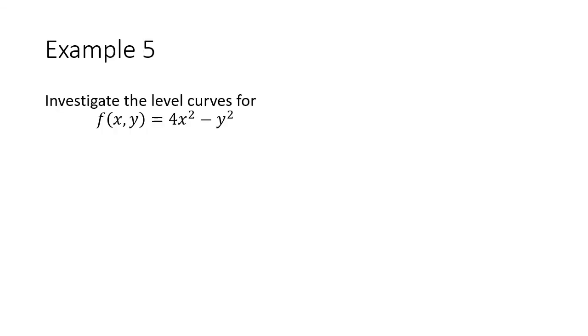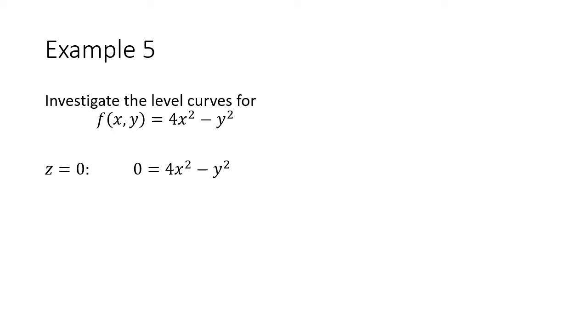So let's investigate this surface. The function f of x and y equals 4x squared minus y squared. Well, let's start with z equals 0. My first level curve is going to be z equals 0. And so if I plug in a 0, 0 equals 4x squared minus y squared. It equals my function. And this is a perfectly valid way to find our level curves, and especially if you're using technology. Technology can graph this level curve for you almost instantly.